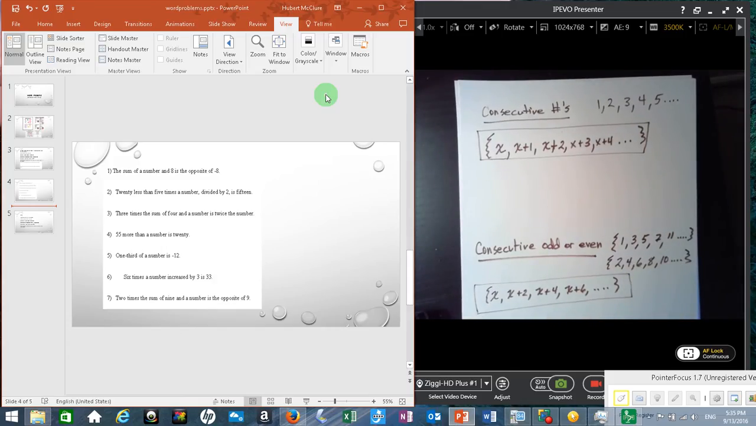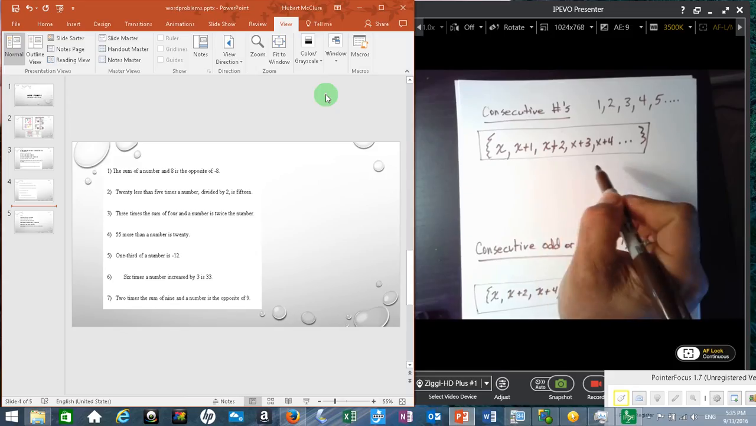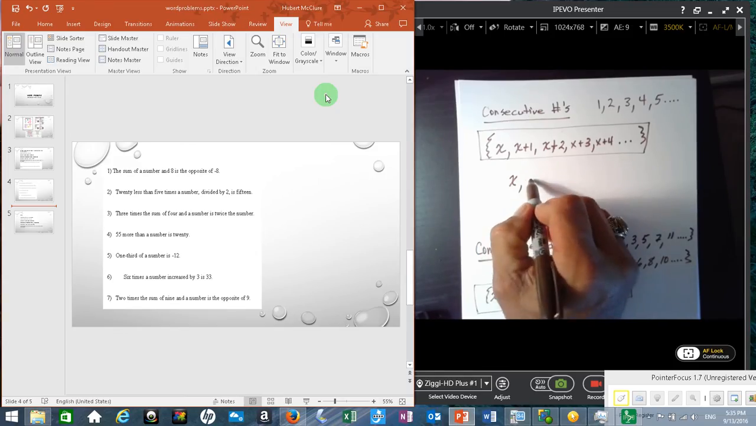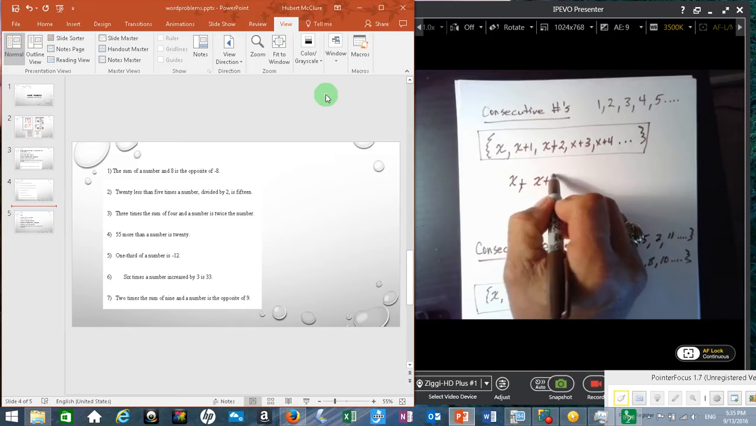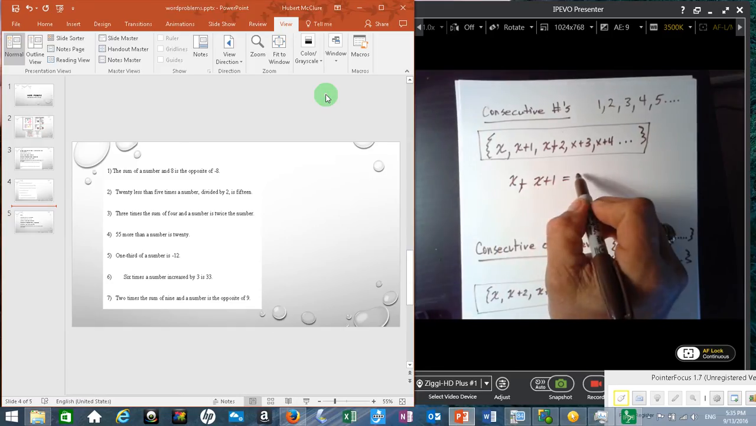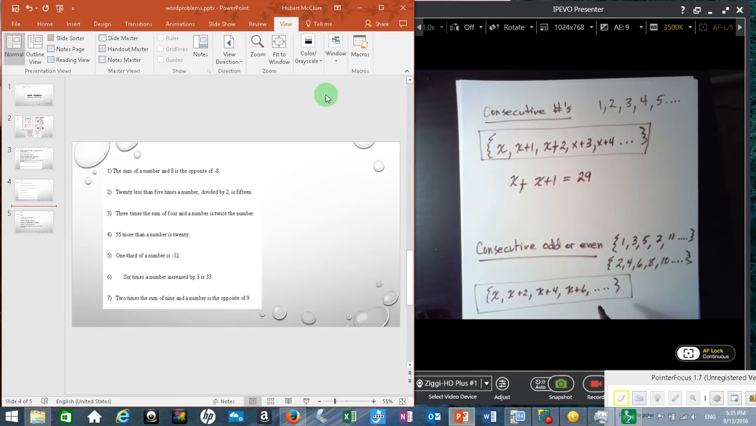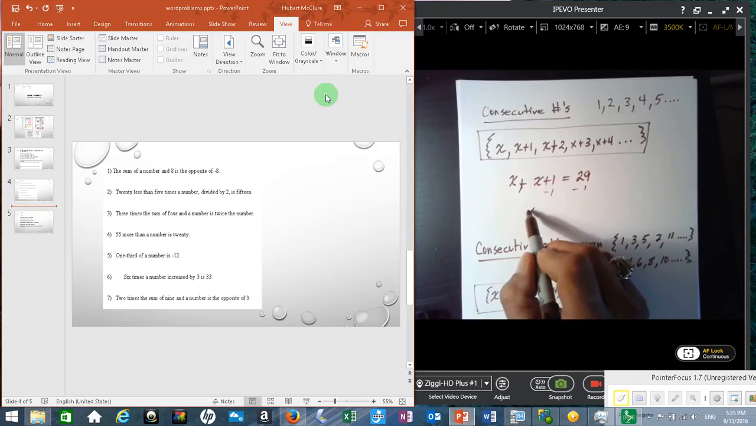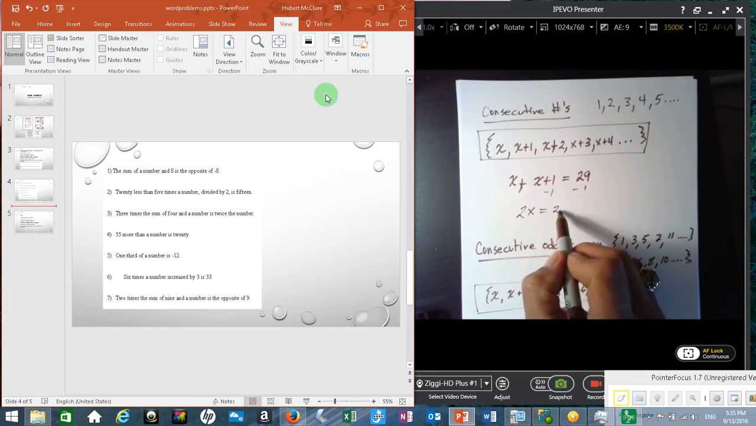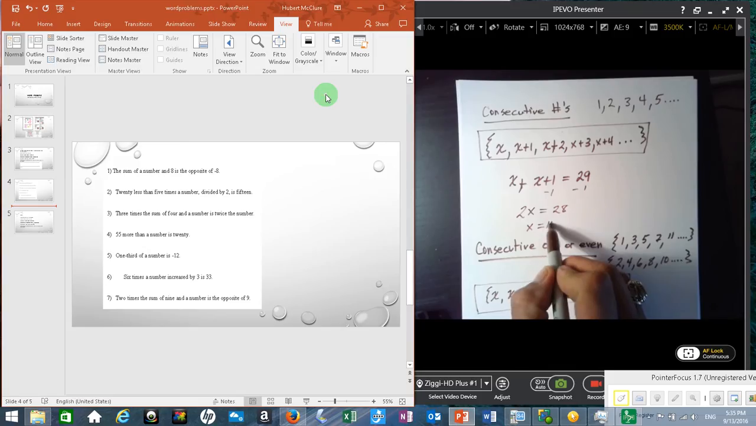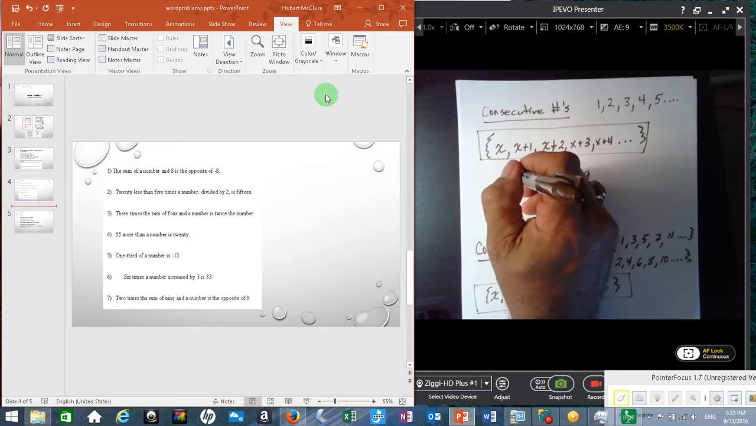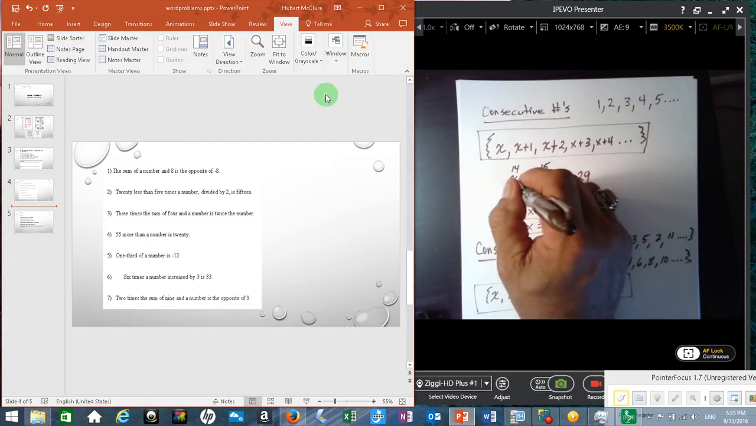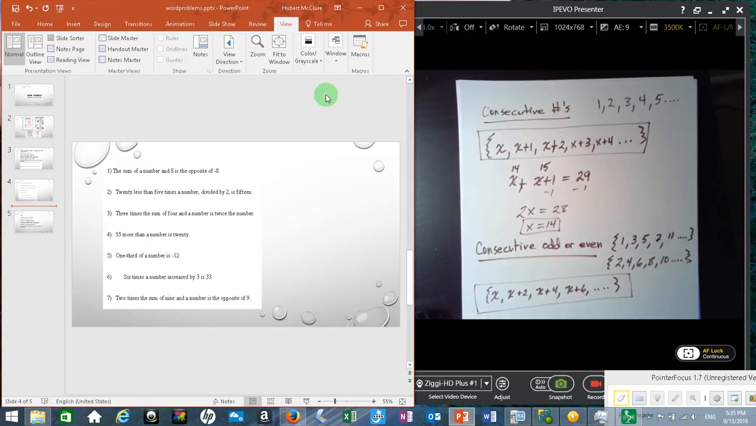An example: find 2 consecutive numbers whose sum is equal to 30. So that would be x plus x plus 1 is equal to 29. Okay, so minus 1, x plus x is 2x is equal to 28, x is equal to 14. So the numbers are 14 and 15. 14 plus 1 is 15. That's two consecutive numbers.